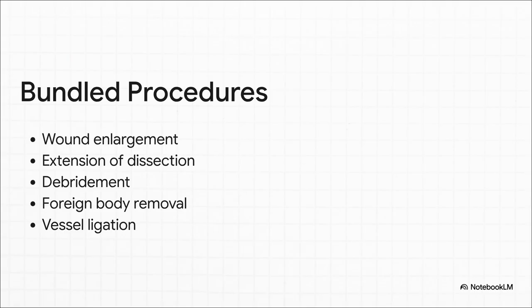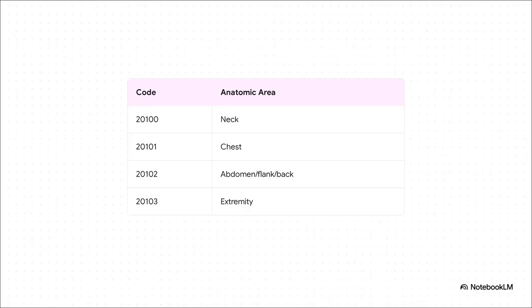Now, listen closely because here is the absolute most critical rule you have to memorize for these codes. CPT specifically states that these exploration codes already include a whole list of steps. They bundle in the surgical enlargement of the wound, extending the dissection to see deeper, debridement, which is just cutting away the dead tissue, removing foreign bodies like bullet fragments, and tying off minor blood vessels. Because all of these steps are considered completely inherent to the exploration itself, you should literally never code them separately when using 20100 to 20103. Never.